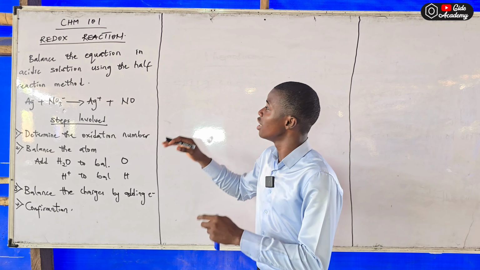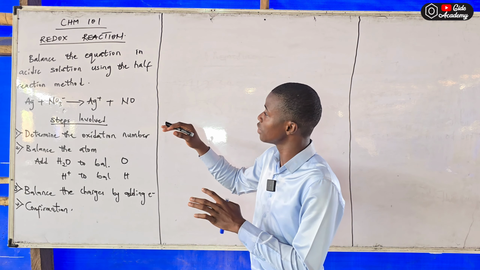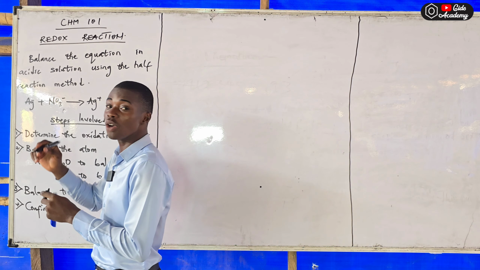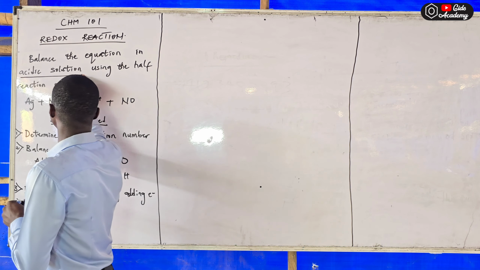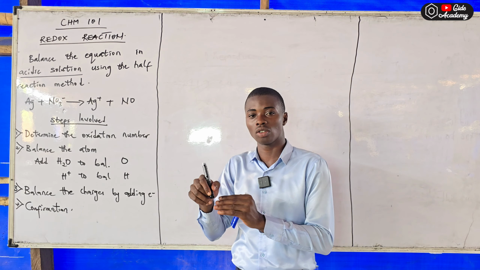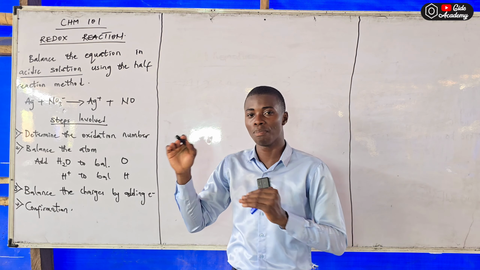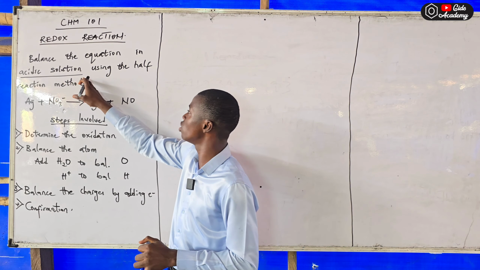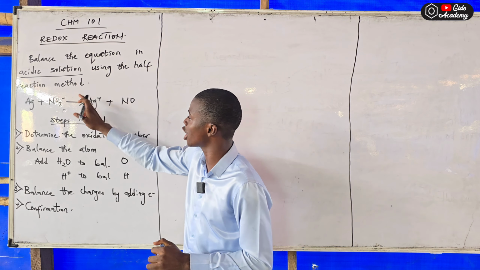Welcome back. If you look at this equation carefully, it says balance the equation in the acidic solution. There's a key word there, acidic solution. Please, like what I said, you can balance a redox reaction based on acidic or basic. So for this very equation, we are balancing it on acidic solution using the half reaction method.